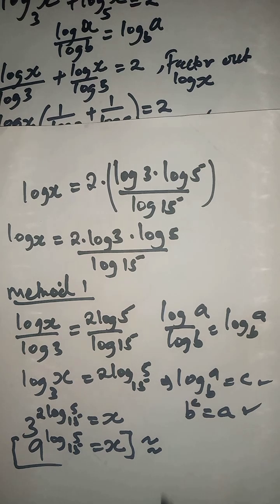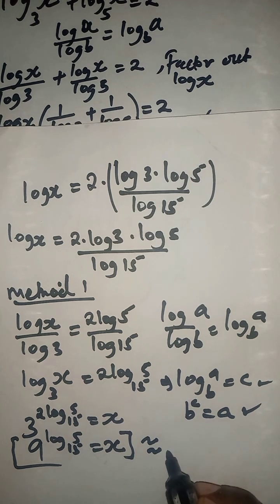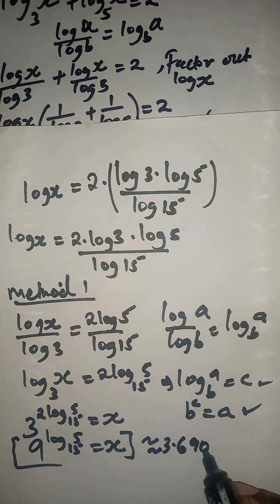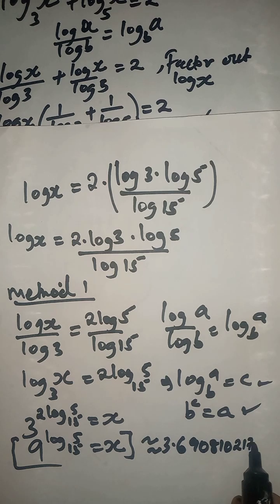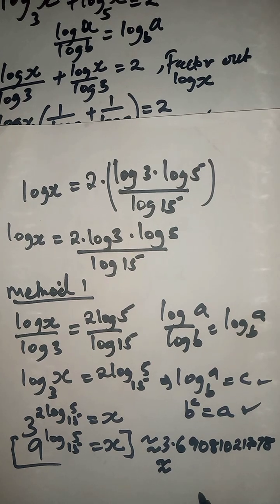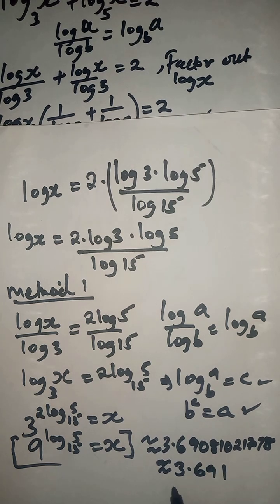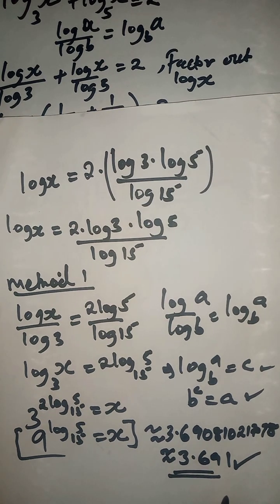This can be simplified using a scientific calculator. When you punch 9 to the log of 5 to the base of 15, you get a value that is approximately 3.69081021778, which can be roughly written to 4 significant figures as 3.691 as our value for x.